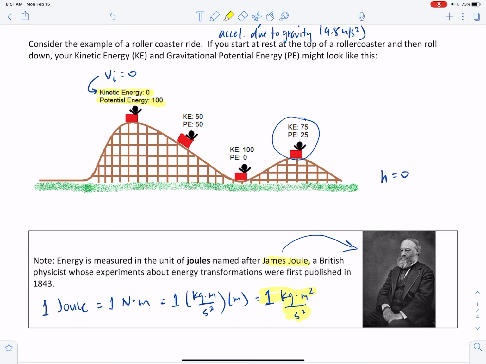That's kind of a lot to remember. So most people just remember that a joule is a Newton meter. It's usually easier for most people to remember. But either way, that's how a joule is related to our base units of kilograms, meters, and seconds. In the next video, I'm going to take a look at a couple of examples of how to do some energy calculations related to kinetic and potential.